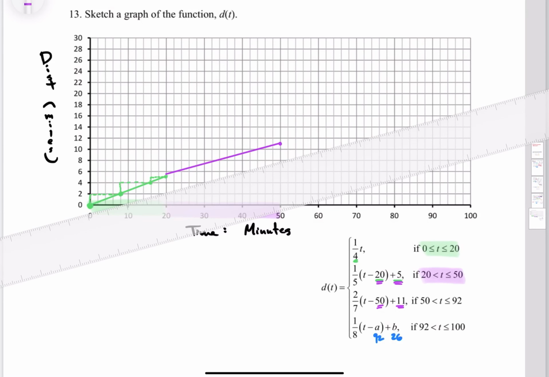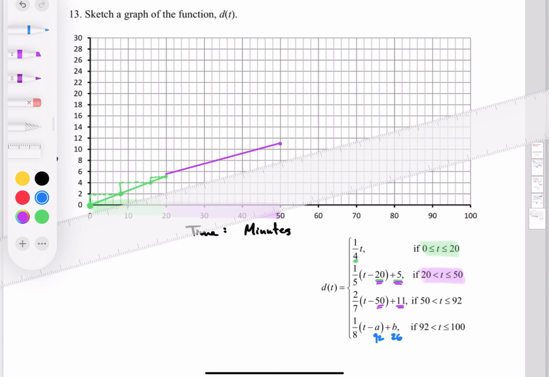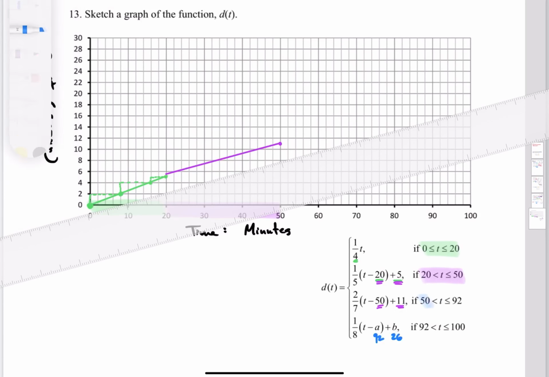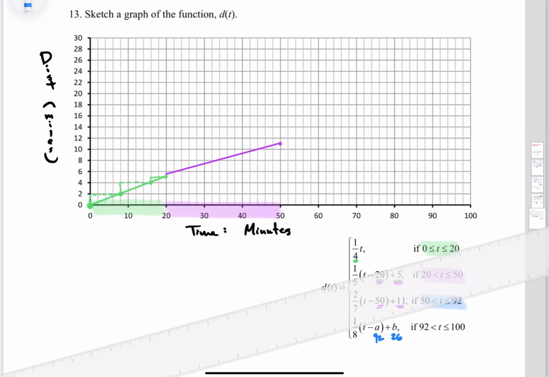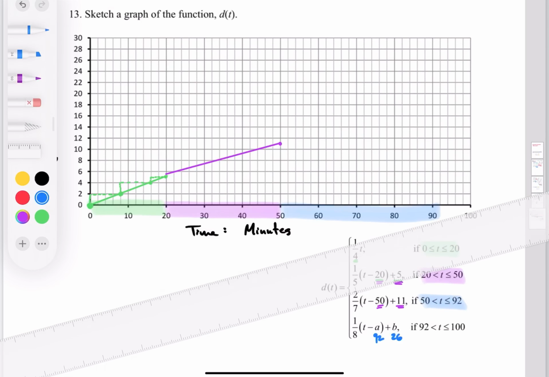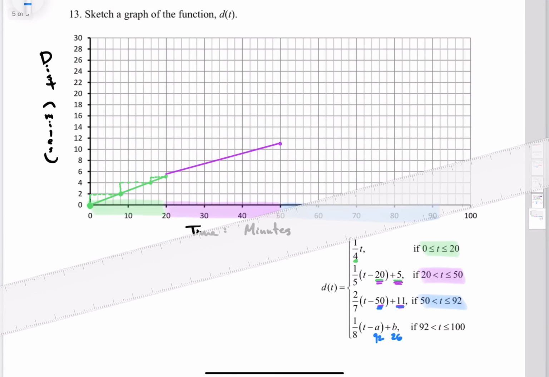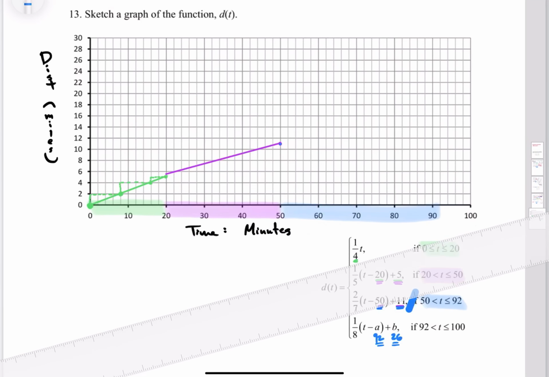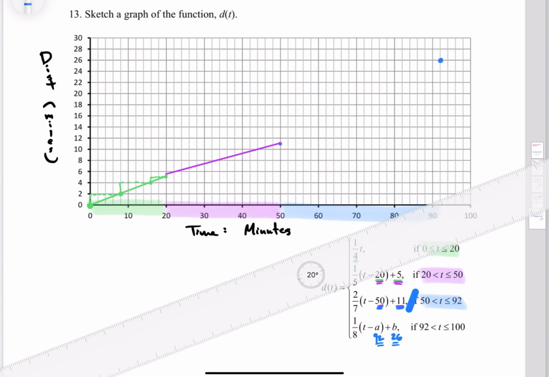Now our third interval, or our third piece, is going to be right over here between the 50 and the 92 mark. So between 50 and 92, from here all the way over here. Again, I'm going to look at where we're starting. We're starting at that 50 and 11, and we're going to end at the 92 and 26. So I'm going to go to 92, and I'm going to go all the way up to 26, and that's going to be right over here. So I'll draw that straight line.